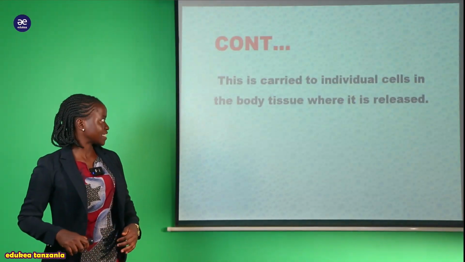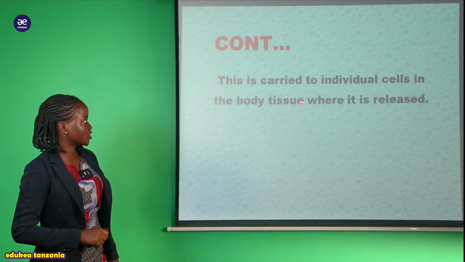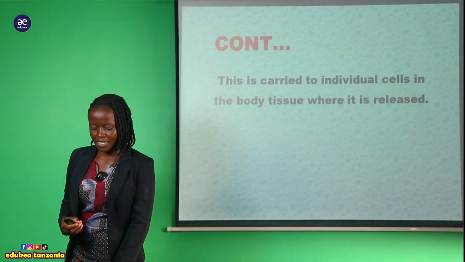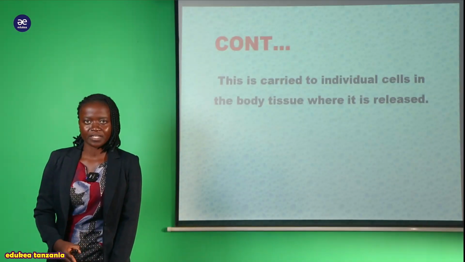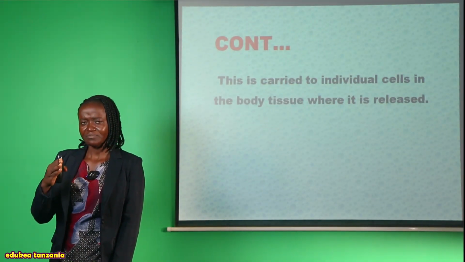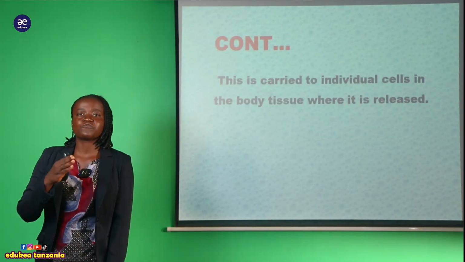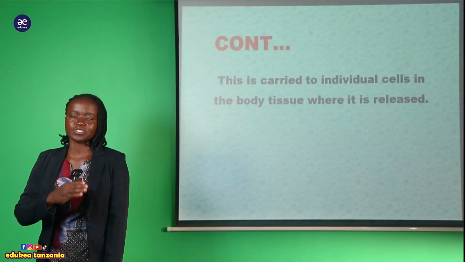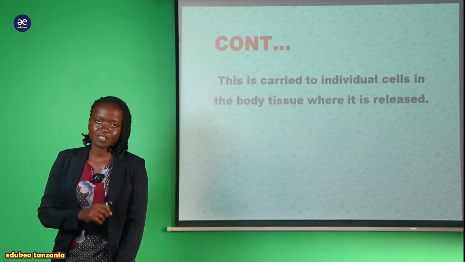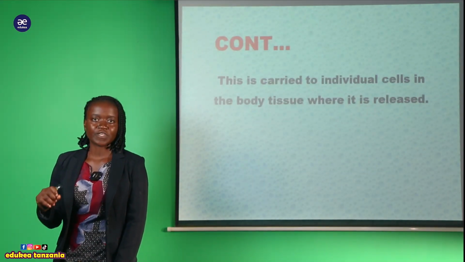And thereby we are saying that this is carried to individual cells in the body tissue where it is released. So now you can see an individual hemoglobin carries almost 4 molecules of oxygen, from the region of the respiratory surface, that is from the alveoli, to the region where there is demand of the oxygen.